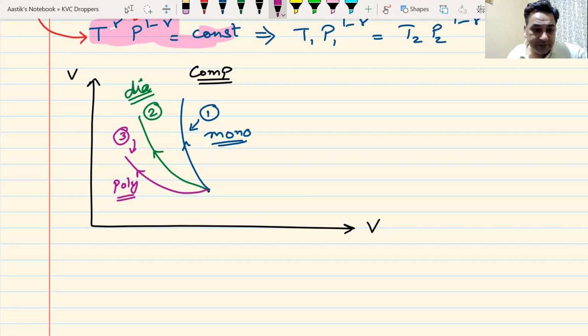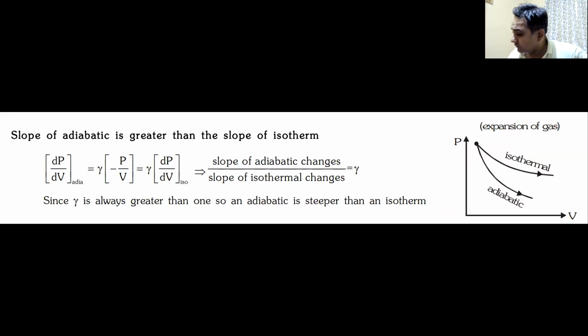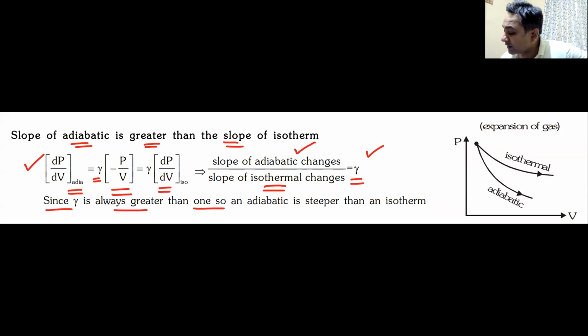Noted it down. Then we come to this one, and we have already discussed this. That the slope of an adiabatic curve is always greater than the isothermal curve. dP by dV, which is the slope for an adiabatic process, is gamma times the slope of isothermal, or slope of adiabatic divided by slope of isothermal is gamma. Since gamma is always greater than 1, adiabatic is always steeper than the isotherm. Do we understand this?